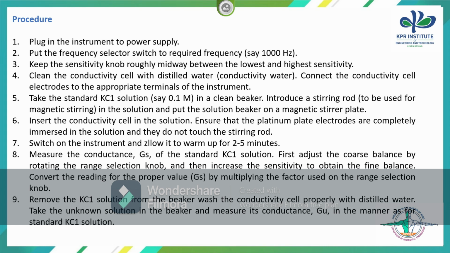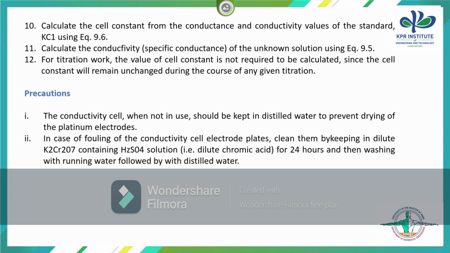Calculate the cell constant from the conductance and conductivity values of the standard KCl. Calculate the conductivity of the unknown solution. For titration work, the value of the cell constant is not required to be calculated since the cell constant will remain unchanged during the course of the given titration.